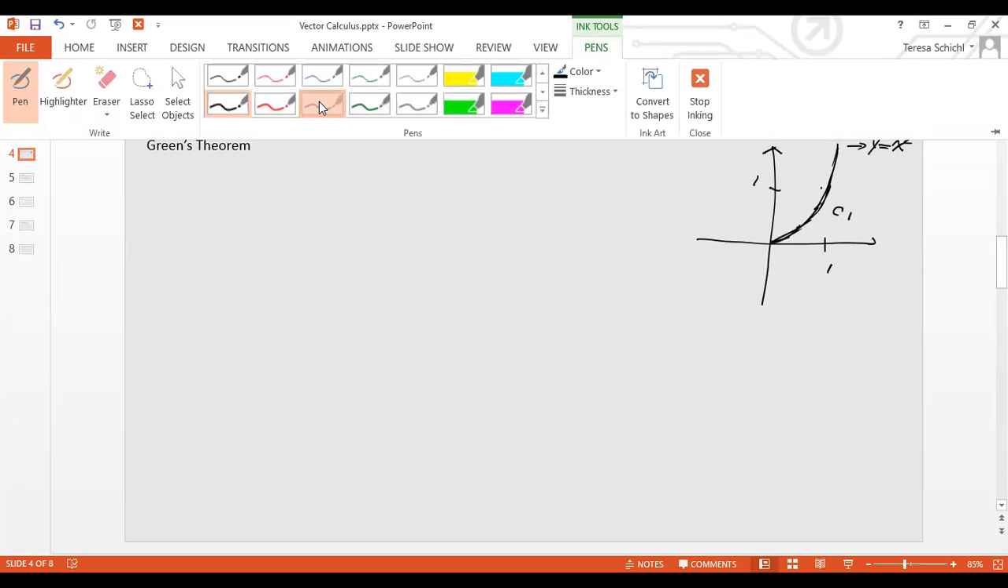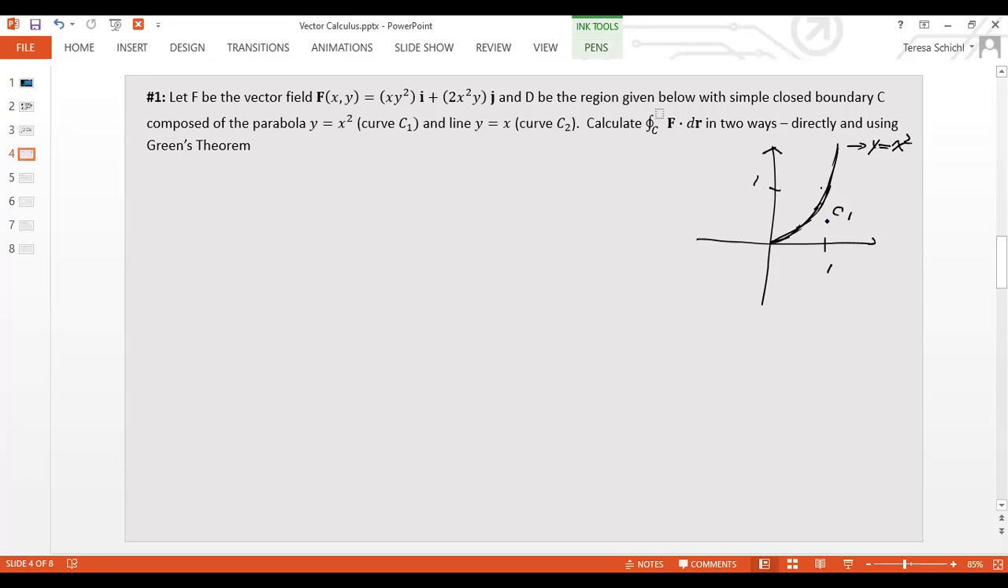Now my C2 here is y equals x. It's a straight line. So this is y equals x. Let's say that I'm combining these two curves with a positive orientation. That means I'm starting here, going in this direction, and going down here. So I have two curves here.